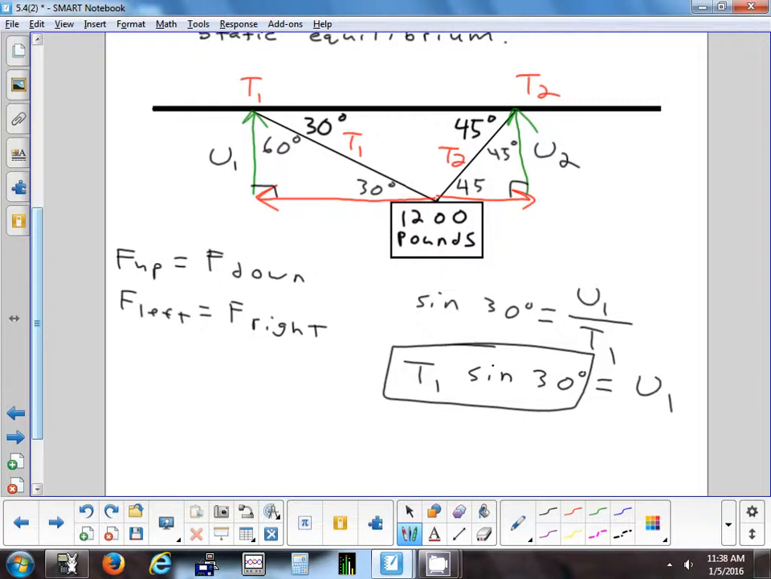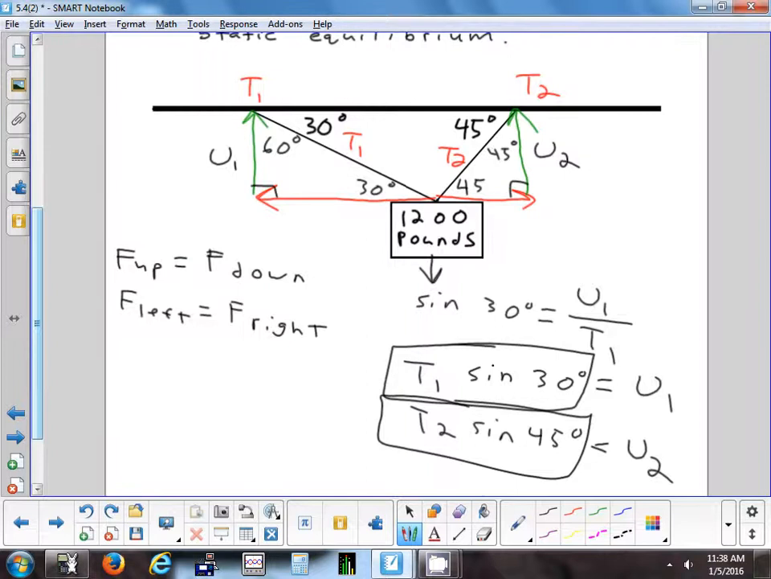Does anyone think they can do the other force pulling up without doing out all this work? It's going to be T2 sine 45. Basically, just change the angle to the one you're using, change the hypotenuse to T2. Okay. And force down, I already know. The force down is the weight. That's 1,200 pounds. That's what's pulling down. So you don't have to worry about force down.